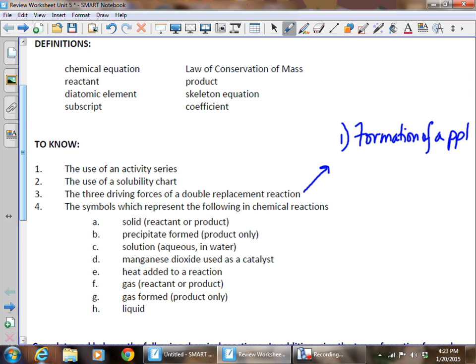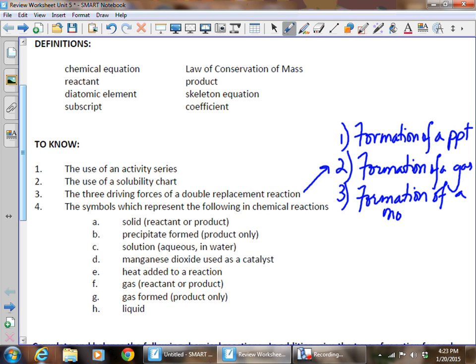I'm going to abbreviate that PPT for precipitate, formation of a gas, and the formation of a molecular compound. So those are the three driving forces. We really only emphasize formation of precipitate in this class. We kind of say formation of a gas and molecular compounds for AP, but you do need to know that they are driving forces.